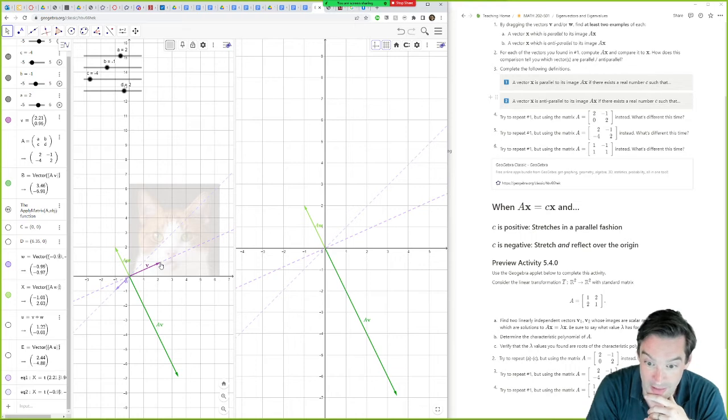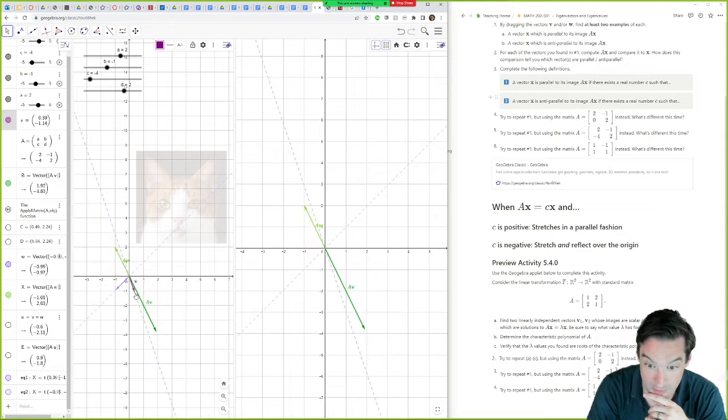Can I find a direction of parallel stretch? Can I find a direction of anti-parallel stretch? What's the best that I can do here? I can find only a direction of parallel stretch. I could find it right about here or so, right? So there's a direction of parallel stretch. But then there's also a direction of another magic kind of stretch, namely the stretch by a factor of 0.